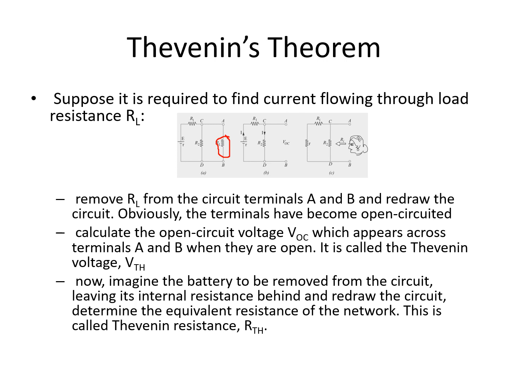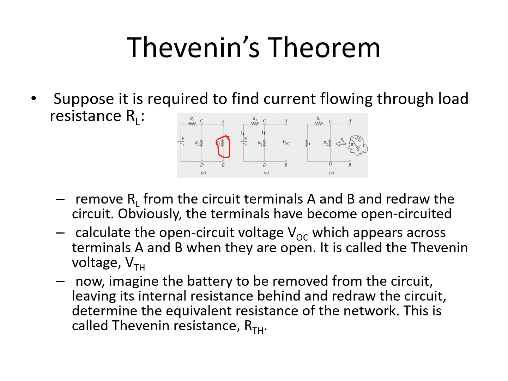Suppose it is required to find the current flowing through our load resistance RL. What are we going to do? The first thing to do, class, is to remove this RL. Looking at this second figure here, we remove RL from the circuit terminals A and B and redraw the circuit. Technically, we have an open circuit at terminals A and B. So we're going to compute this open circuit voltage, which will then become our Thevenin's voltage, or VTH.